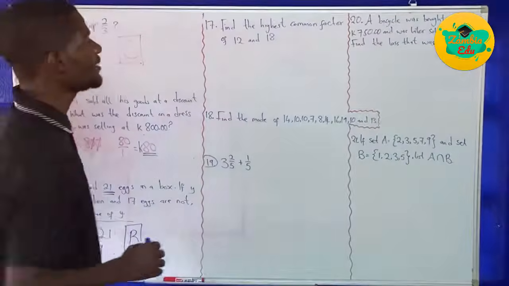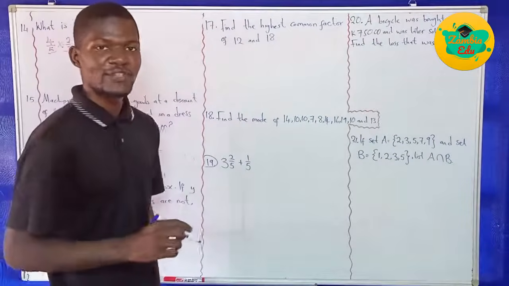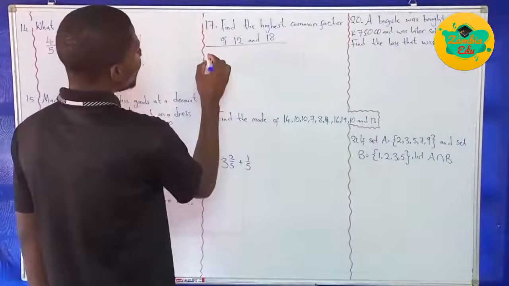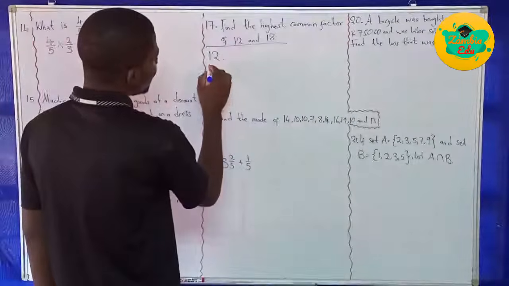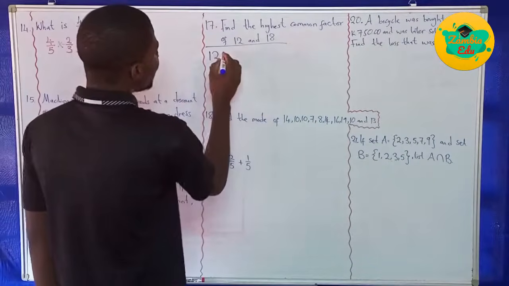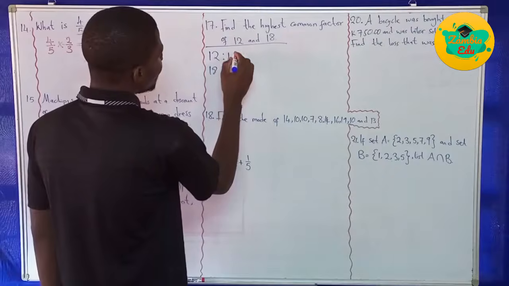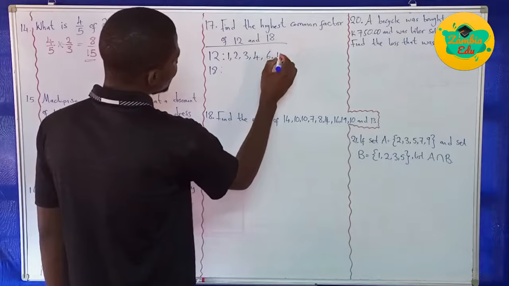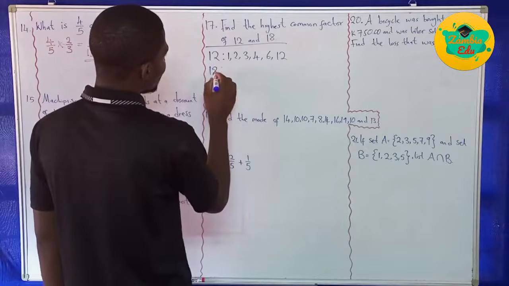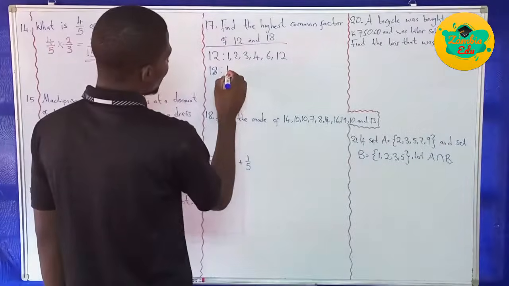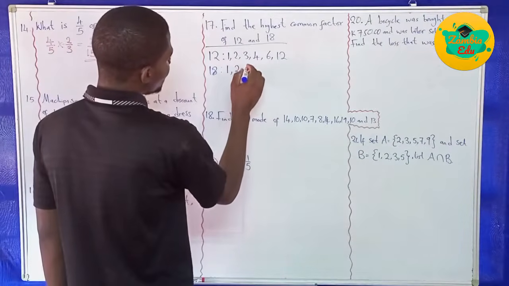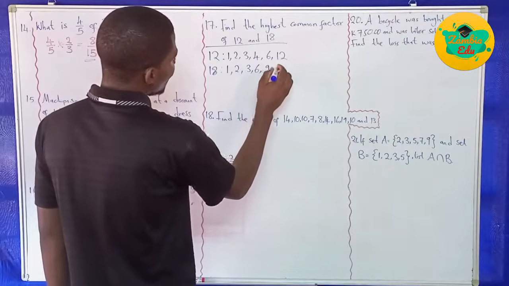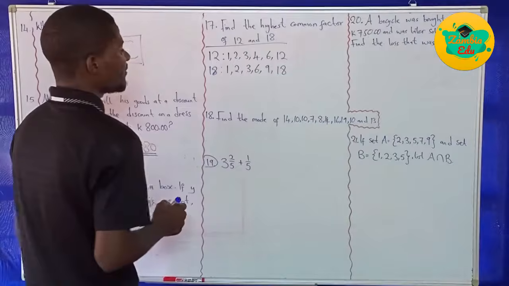Find the highest common factor of 12 and 18. So for you to be able to find the highest common factor, you list the factors of 12 and 18. What are the factors of 12? 1, 2, 3, 4, 6, and 12 itself. For 18 we have 1, 2, 3, 6, 9, and 18 itself.